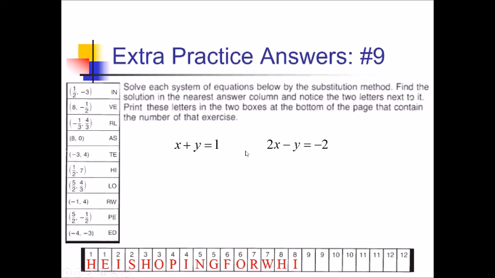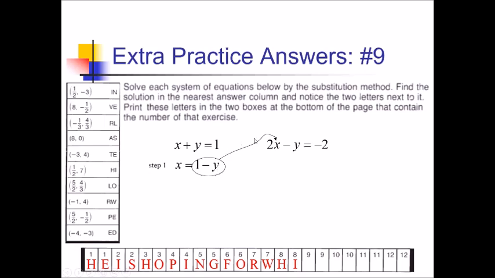For this question, if I want to do this with substitution, I need to isolate one of my variables. I've actually got a lot of options in this one. I could go with the x here, or the y, or this other y over here. They all look pretty good. What I'm going to end up doing, though, is get this x in this first equation all by itself. I'm just going to subtract y over to the other side. So 1 minus y equals x. And now I can replace the x over in this second equation with this 1 minus y.